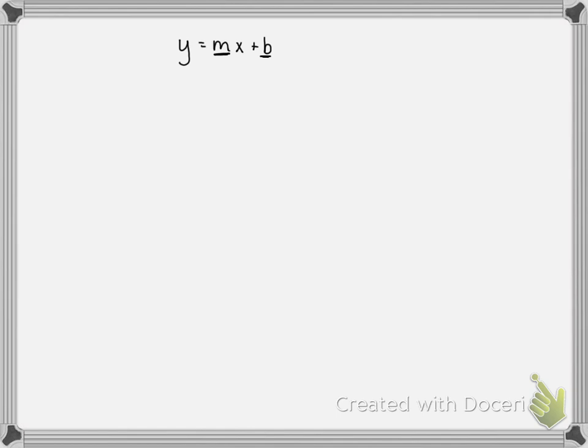So if we are given an equation that is not in that form, but we're told to write it in that form, that means simply solve for y. For example 1, it says write 3x plus 2y equals 6 in slope-intercept form. What that means is, in other words, solve for y.